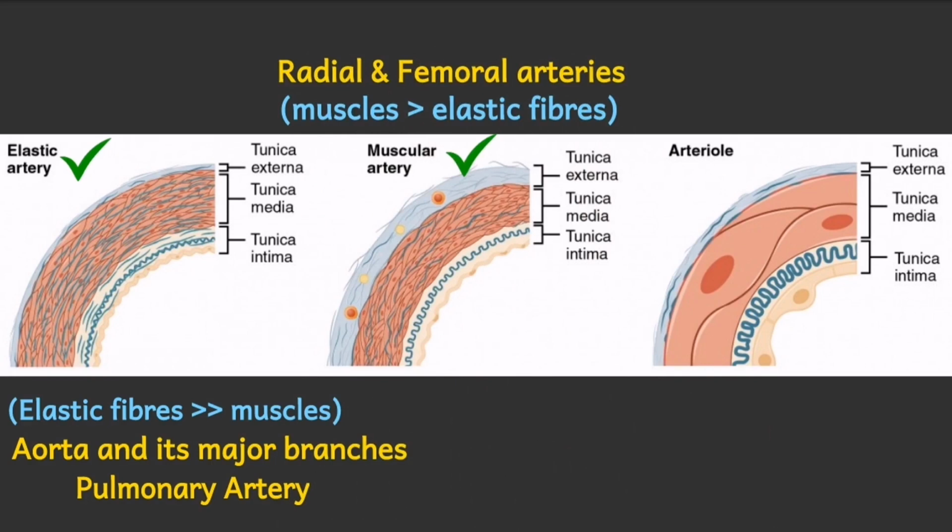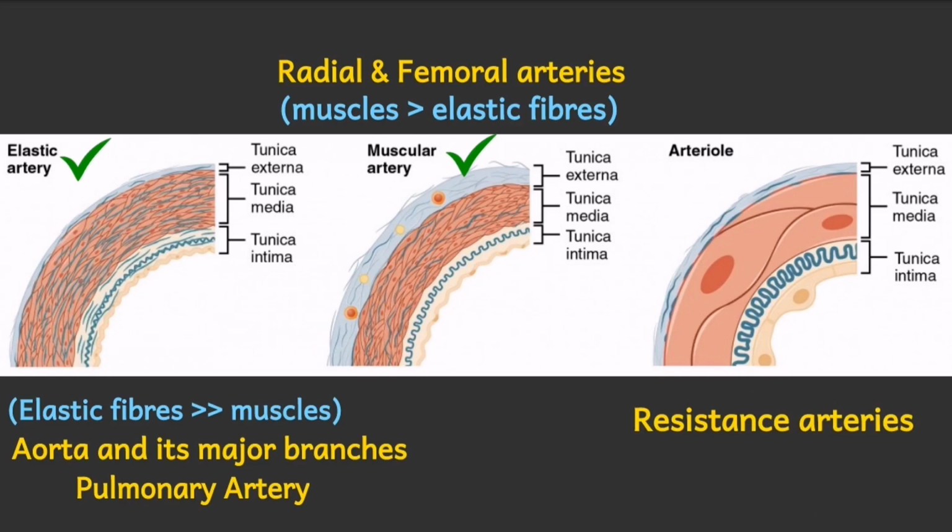The radial artery is a branch of the brachial artery, which is a continuation of the subclavian artery. The femoral artery is also a branch of the iliac arteries, which are actually branches of the abdominal aorta. So these arteries are called muscular arteries. Why? Because the muscle composition is more than the elastic fibers.